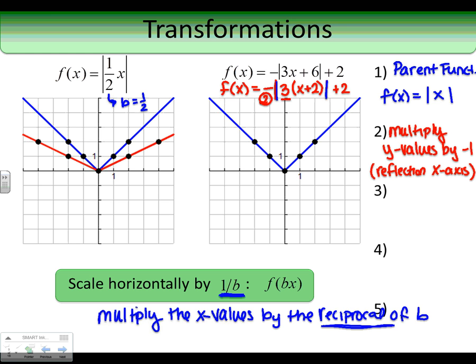The next thing we're going to do is we have this scale on the inside of the function, so we're multiplying by a 3 on the inside of the function. When it's on the inside, it affects the x values. So we multiply our x values by the reciprocal of b. Since there's a 3 in there, we're multiplying by 1 over 3.